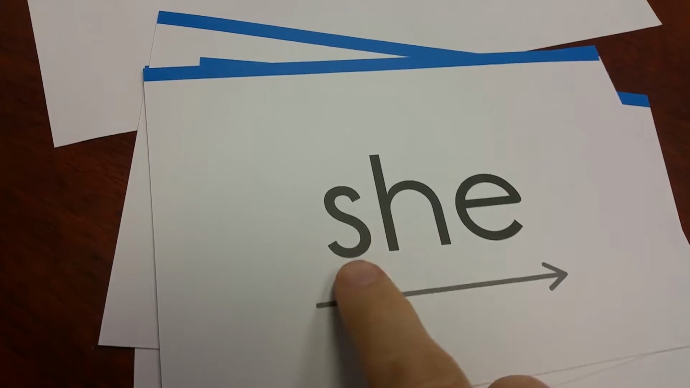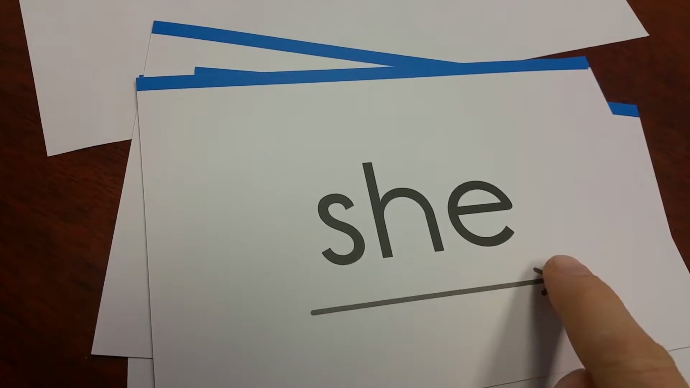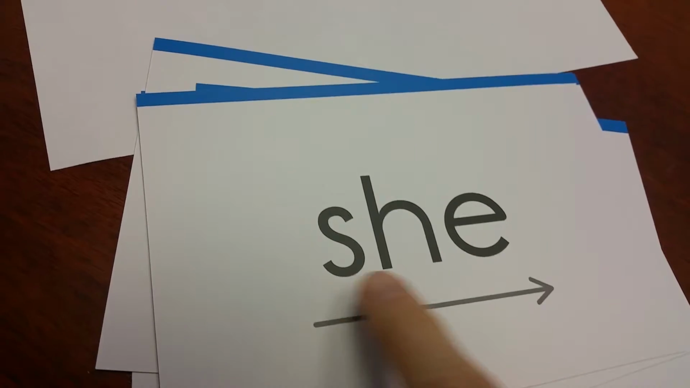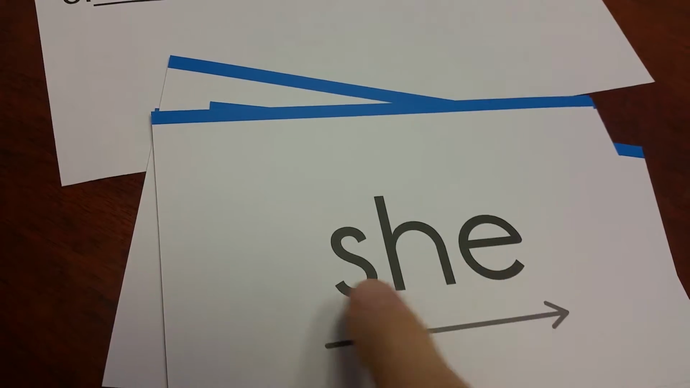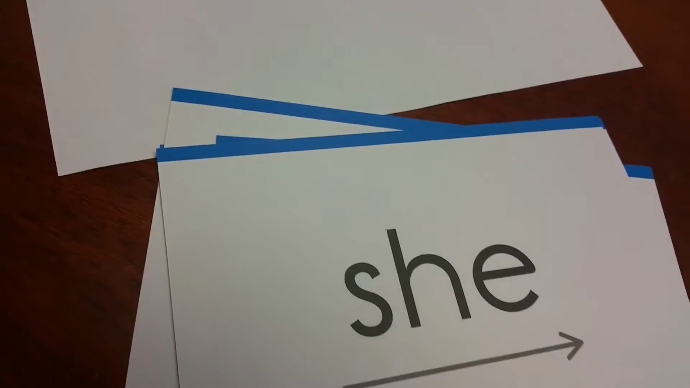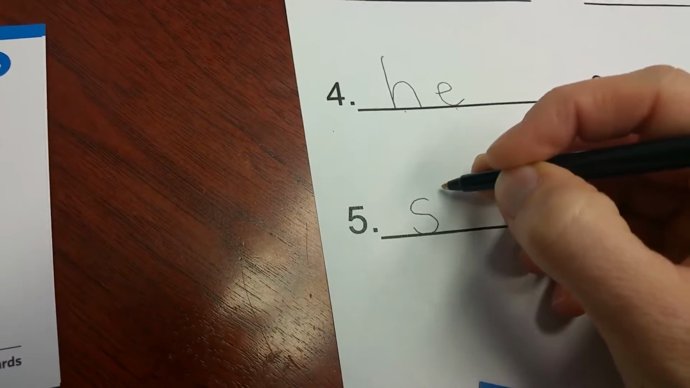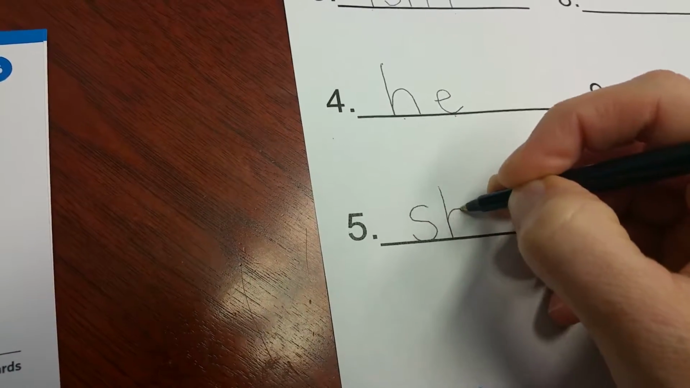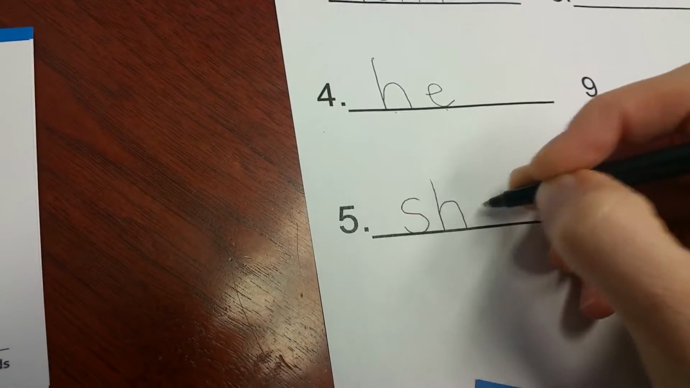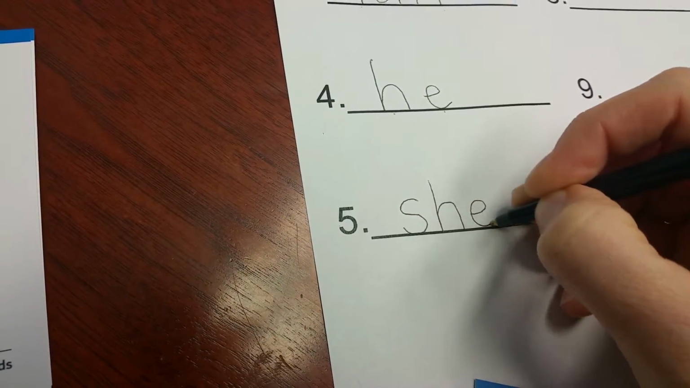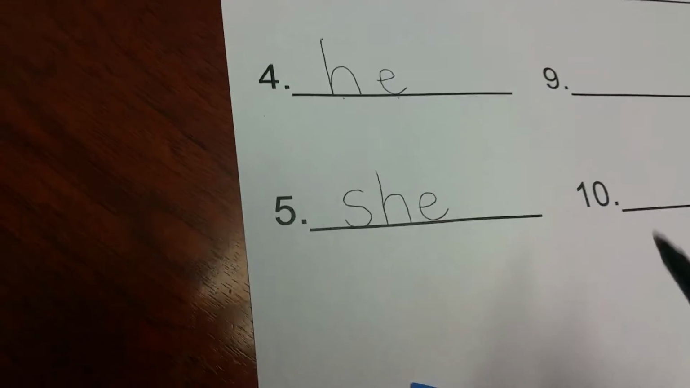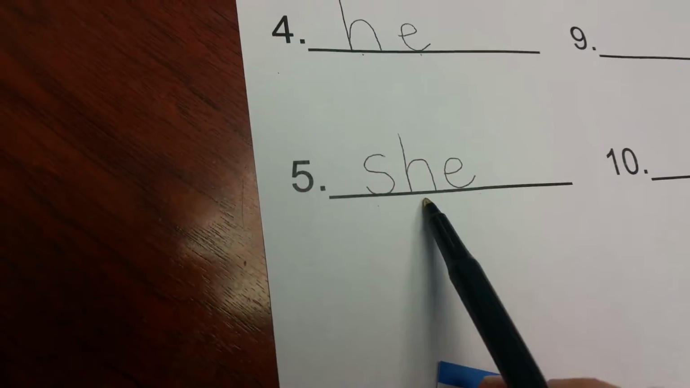She, S-H-E, she. She is my sister. Write the word she. S-H-E, she, S-H-E.